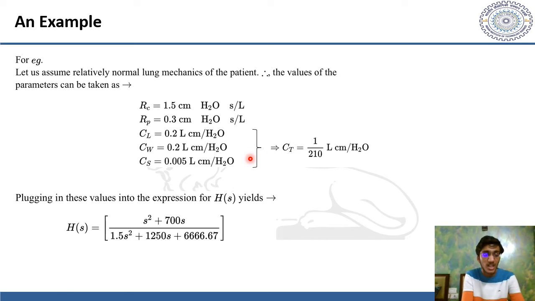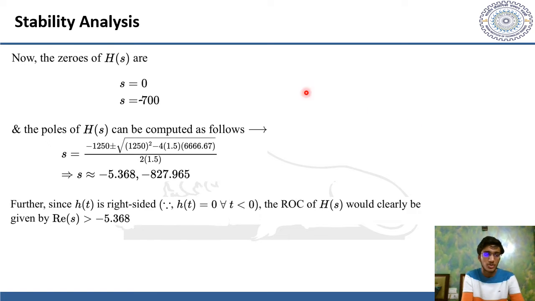which is nothing but the inverse of 1 over CL plus 1 over CW plus 1 over CS, and that yields the value of CT as 1 over 210 liter per centimeter H2O. Plugging all of these values into the expression for HFS, as we had already defined in the previous slide, would yield the expression for HFS for these normal lung mechanics parameters of the given patient as HFS is equal to S squared plus 700S divided by 1.5 S squared plus 1250 times S plus 6666.67. Again, first start with the stability analysis.